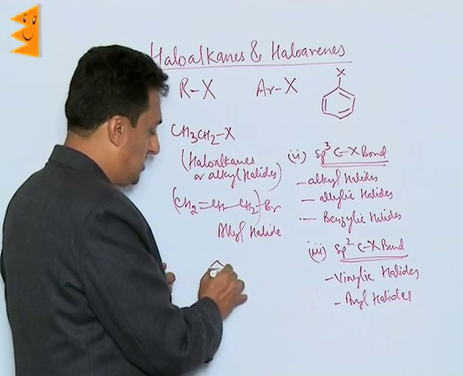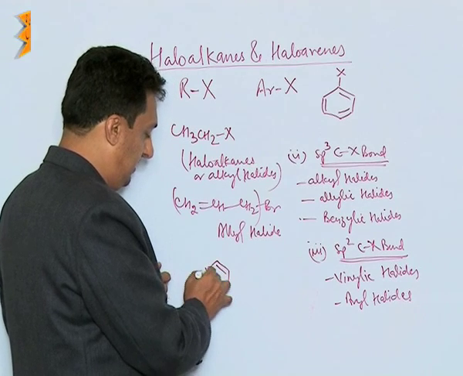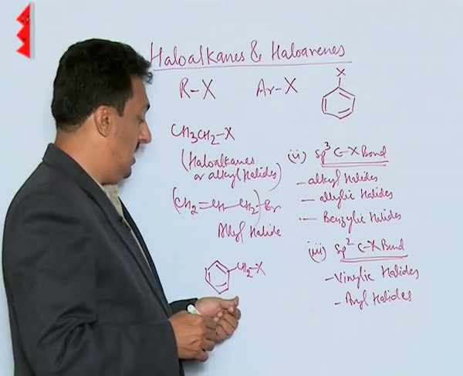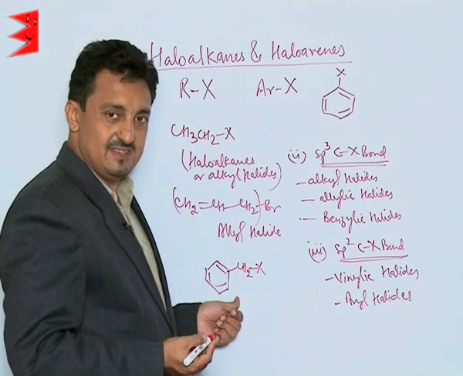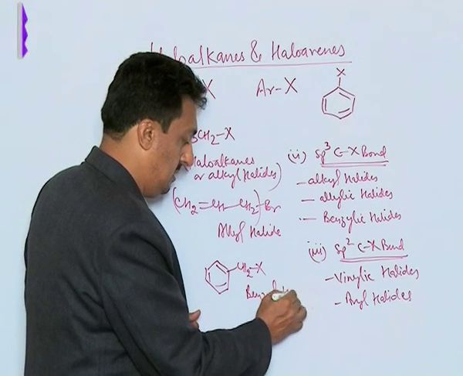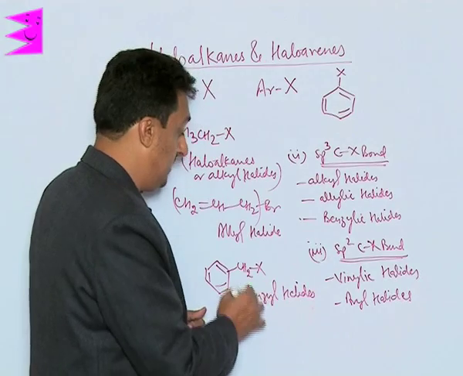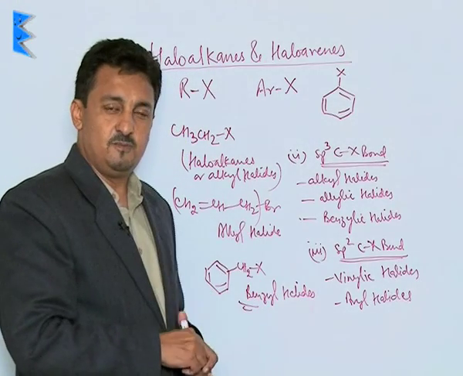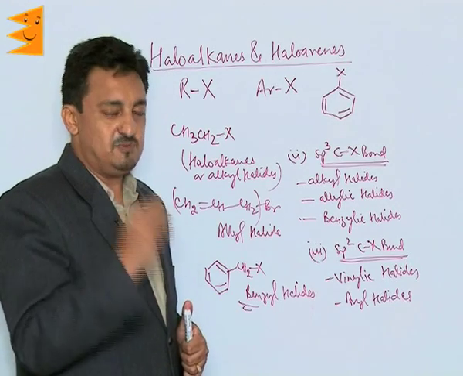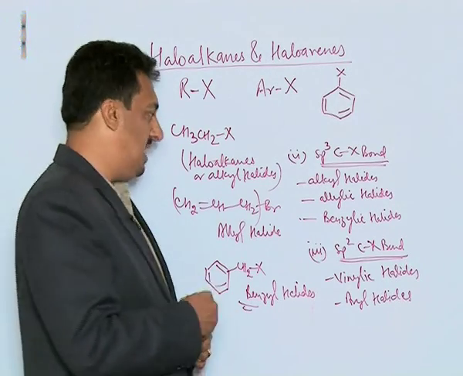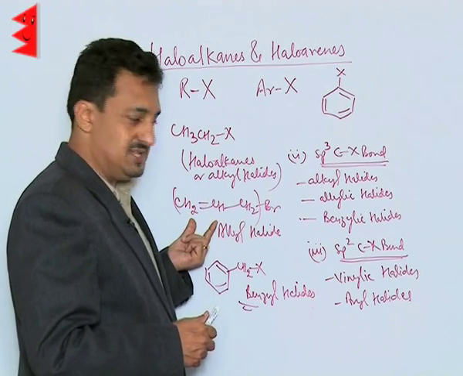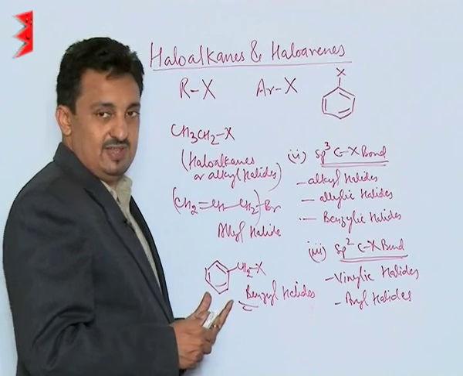Similarly, we can also have a benzene ring with an sp3 hybridized carbon which has a halogen. We call it benzyl halide. So that's called benzyl. So this is how we can have three different types of halogen containing compounds in which the halogen is bonded to an sp3 hybridized carbon atom, which can be attached to another sp3 hybridized carbon, or to a double bonded aliphatic system, or to an aromatic ring.